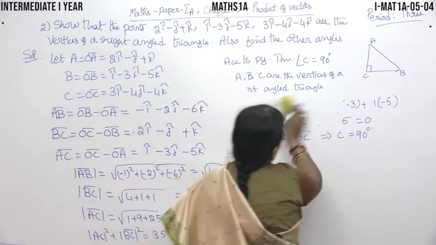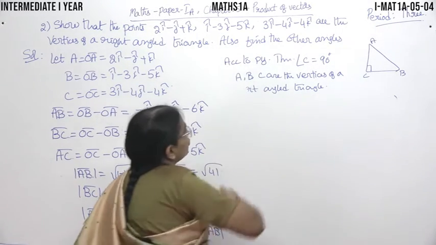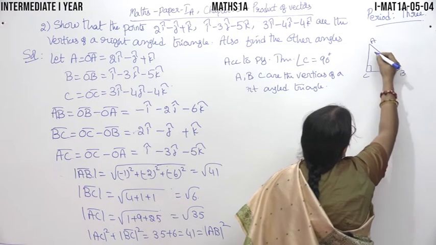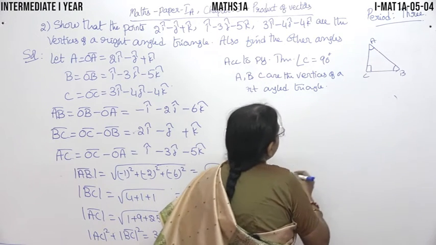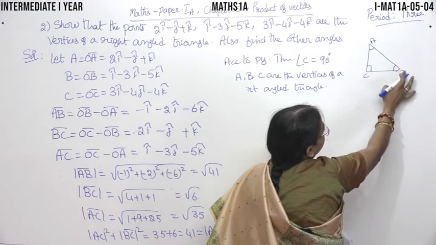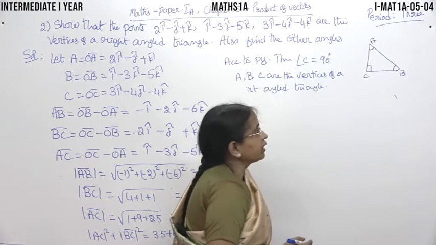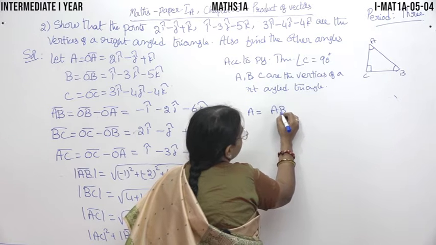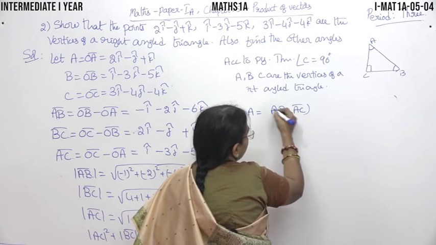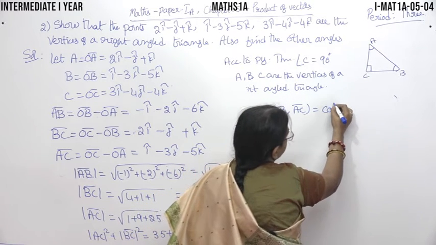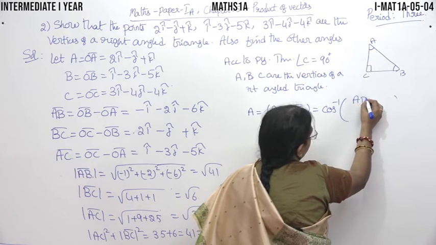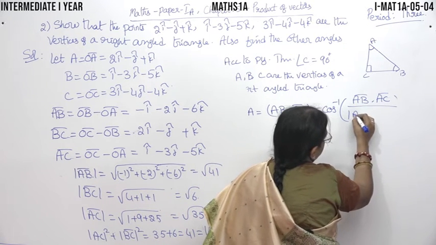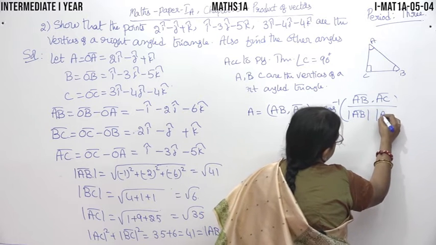Okay, so the right angle triangle part is over. Now we must find the other angles. What are the other angles? Angles B and A. Now how to find the angle A? A is the angle between AB and AC. So according to the formula, it is cos inverse of AB dot AC by mod AB into mod AC.